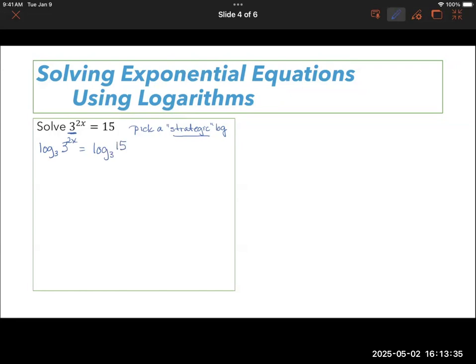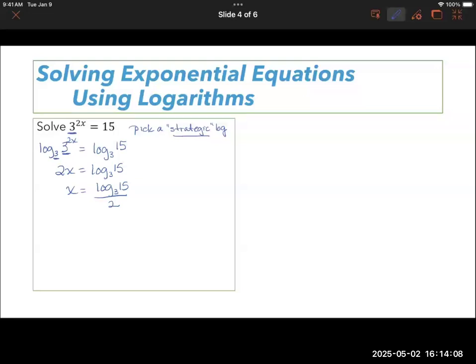Now, the reason I'm choosing that is because from our properties and operations lesson, we know that if the base on our log and the base on our exponent match, they cancel each other out. And so on our left side, we're left with just 2x equal to the log base 3 of 15. And now to isolate the x, we are going to divide both sides by 2.